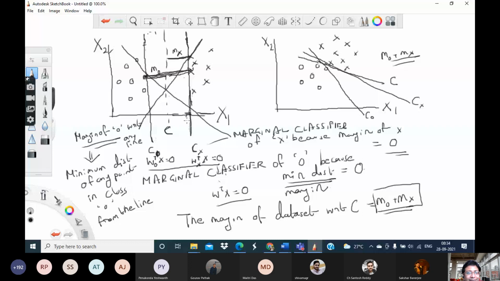If you consider a slanting line like this, say the C, this also will have some margin. As I said, this is a marginal classifier for circle because the circle lies on it, so its distance from this line is 0. But if you consider the cross, this is the margin with respect to cross, which I call Sx. So what will I call the margin of this line, or what is the margin of this line with respect to the whole data set?